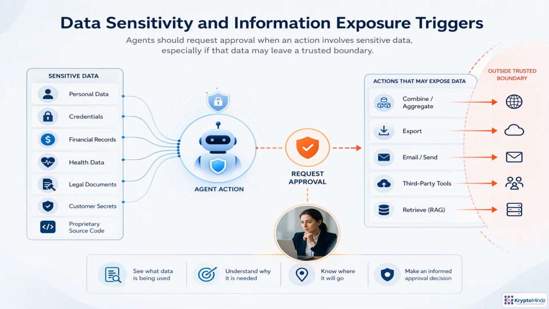Approval decisions should depend on both the data and the action. Personal data, credentials, financial records, health information, legal documents, customer secrets, and proprietary code are already high risk. That risk grows when an agent combines records, summarizes content, exports files, emails results, or sends context to a third-party tool. Retrieval-augmented agents need extra caution because retrieved passages may carry restrictions the user never explicitly mentioned.